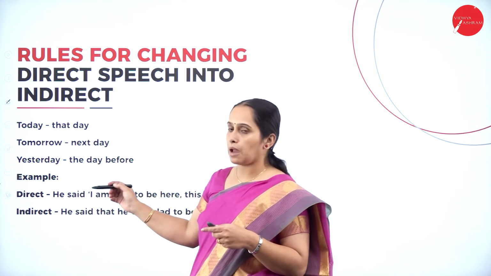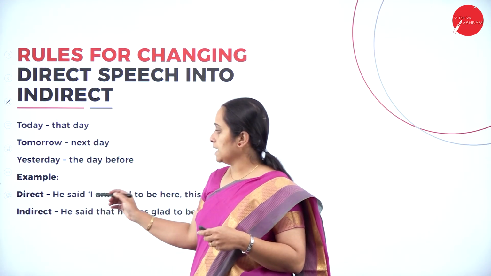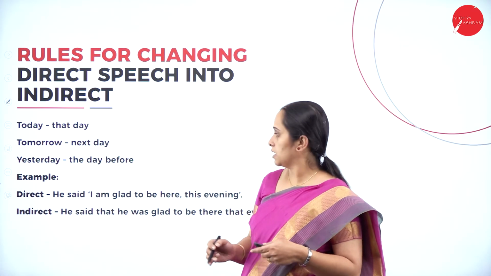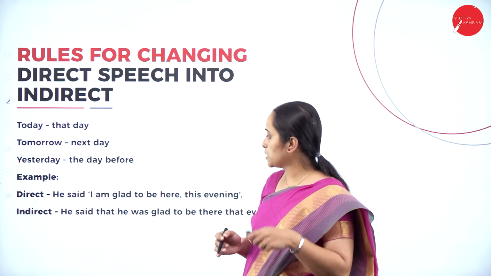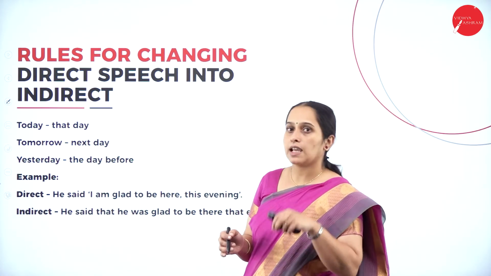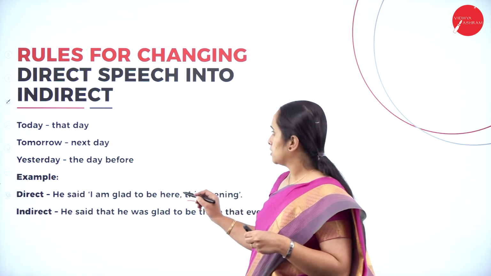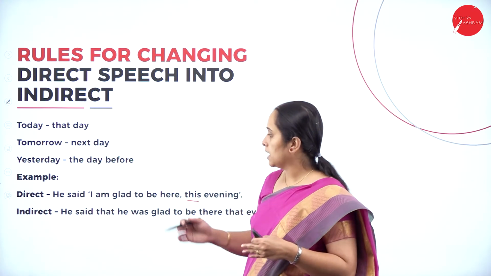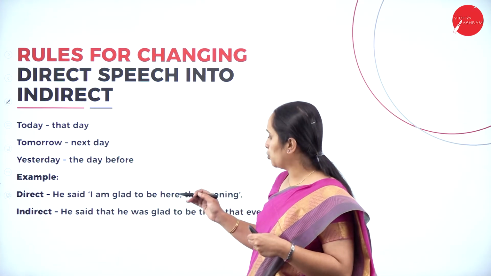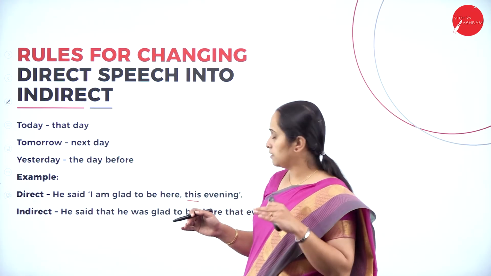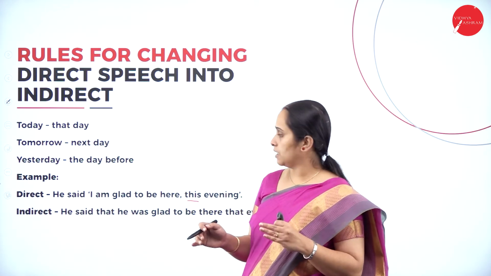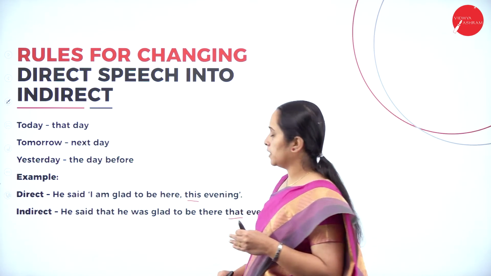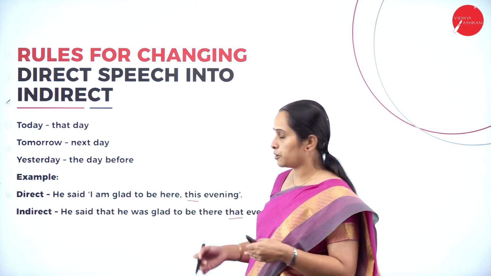Okay, next, for example, he said, "I am glad to be here this evening." So this told you that this becomes that. So when we change into indirect speech, he said that he was glad to be there that evening. So this has been changed into that.